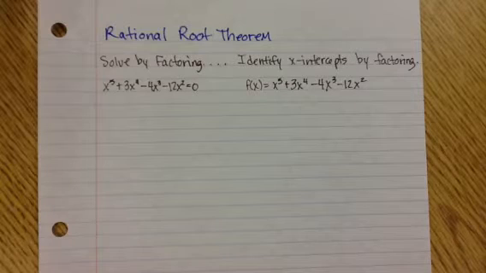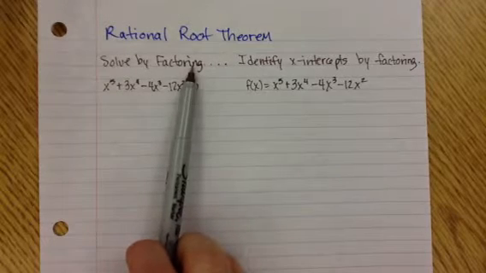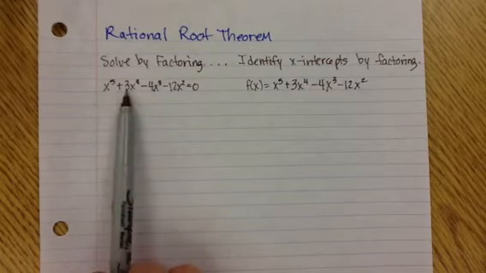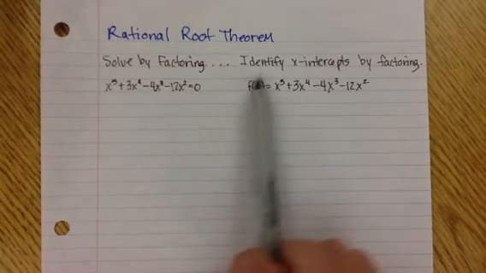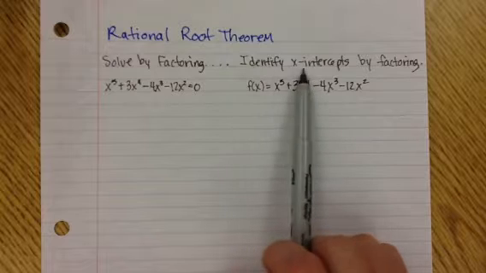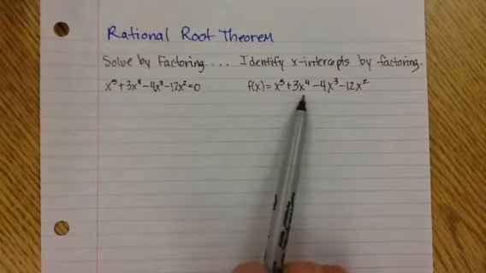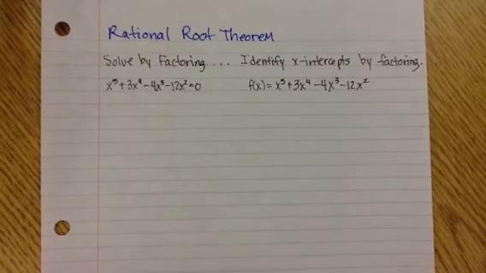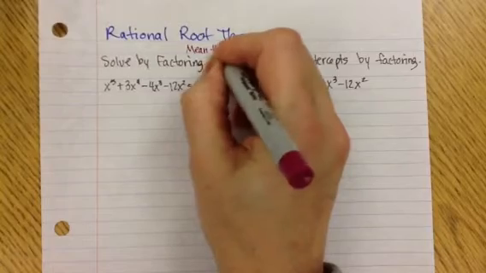Today's topic is going to be the rational root theorem, but before we get started on the actual theorem, I want to talk about a couple of sets of instructions. First we have solve by factoring, and we have an equation here, x to the fifth plus 3x to the fourth minus 4x cubed minus 12x squared equals 0. And then we have the instructions to identify the x-intercepts by factoring, and we have f of x equals x to the fifth plus 3x to the fourth minus 4x cubed minus 12x squared. And I want you to know that these instructions mean the same thing.